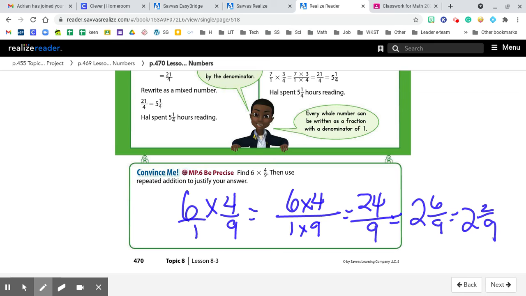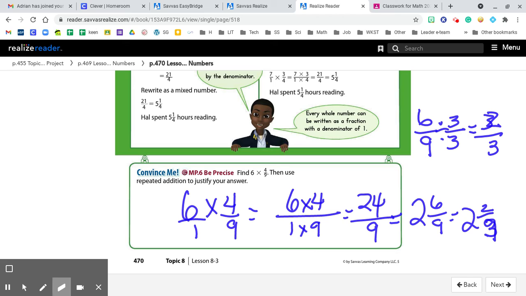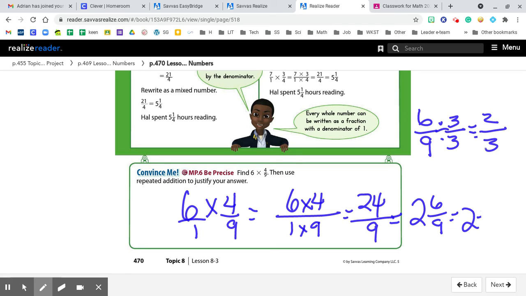So remember how I'm doing that? I'm saying they are composite numbers, and 3 will go into 6, 3 will go into 9. 6 divided by 3 is 2. 9 divided by 3 is 3. All right, let's get that cleaned up here. 6 divided by 3 is 2. 9 divided by 3 is 3. So 2/3 will be your final answer there.